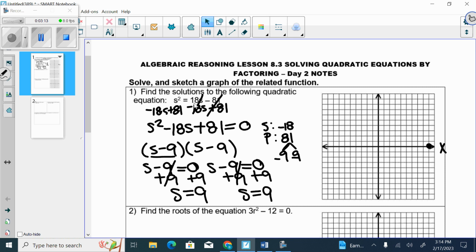Okay. And then remember, to determine if it points up or down, I look in front of the first term. If it's positive, it points up. If it's negative, it points down. So we have an up. Okay. And this is the only 0, and it's pointing up. So it has to go up in both directions to make my U shape.